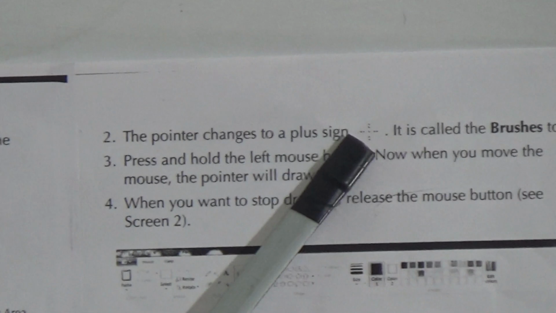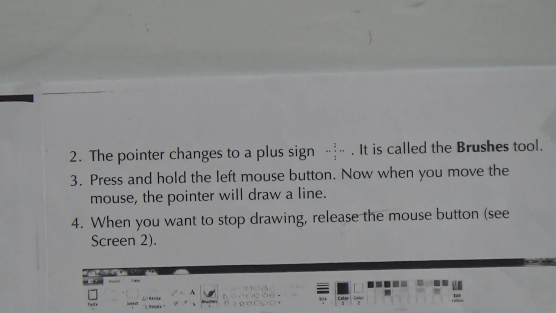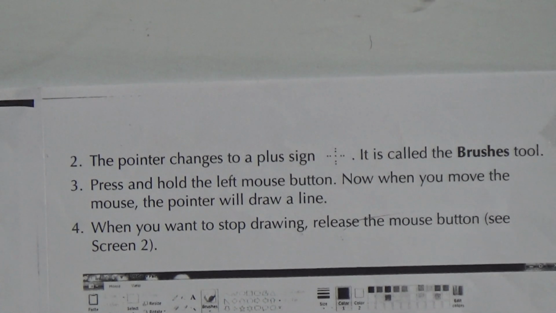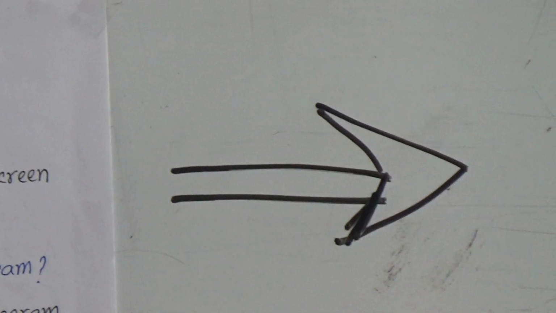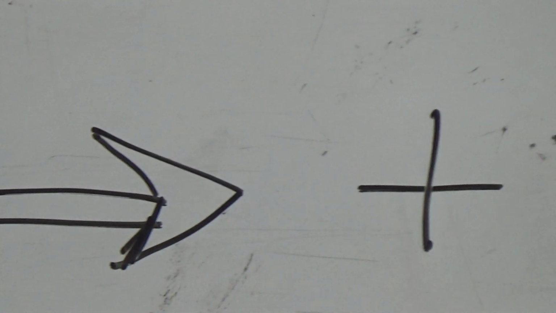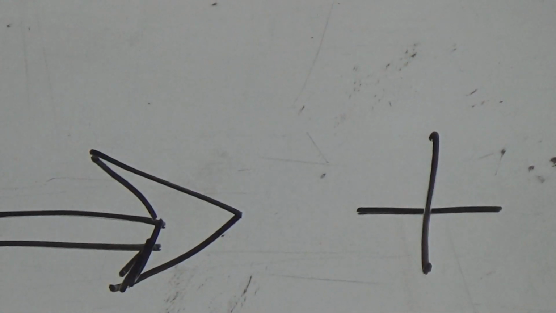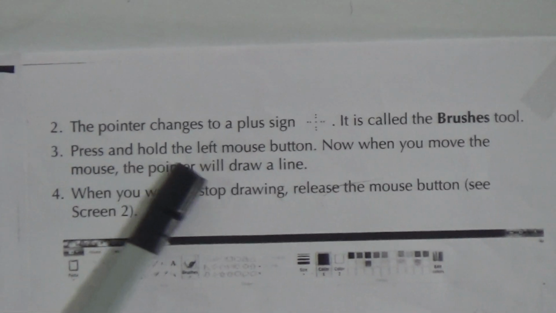Now the next step, the pointer changes to a plus sign. So now the pointer will change to a plus sign. So if you take this pointer to the white portion, this pointer will change to a plus sign, and this plus sign is called the brushes tool. Now the next step, number 3, press and hold the left mouse button.